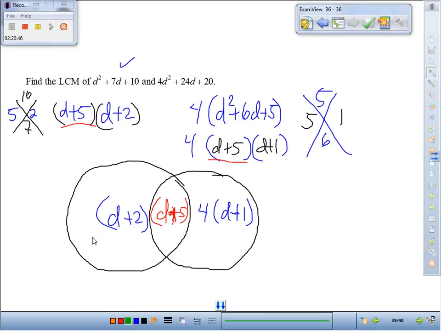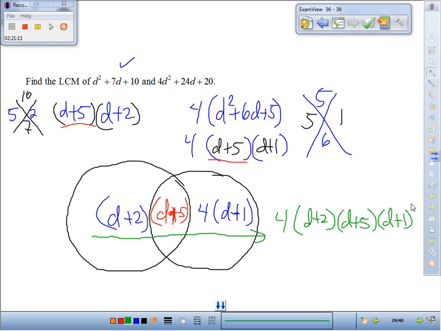And to write our LCM, we multiply everything that way. Where do I start? What do I write first? 4 times D plus 2 times D plus 5 times D plus 1. And that's our LCM.